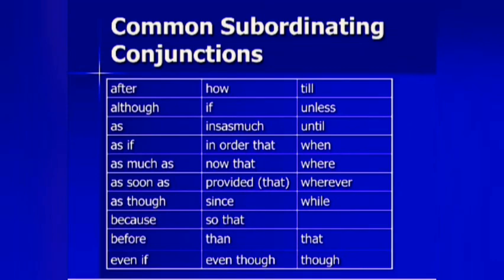Now, common subordinating conjunctions: after, although, as if, as much as, as soon as, as though, because, before, even if, how, if, in as much as, in order that, now that, provided that, since, so that, then, even though, till, unless, until, when, where, whenever, while, that, and though. We have more than 50 subordinating conjunctions. What is displayed here are a few of the most used ones.